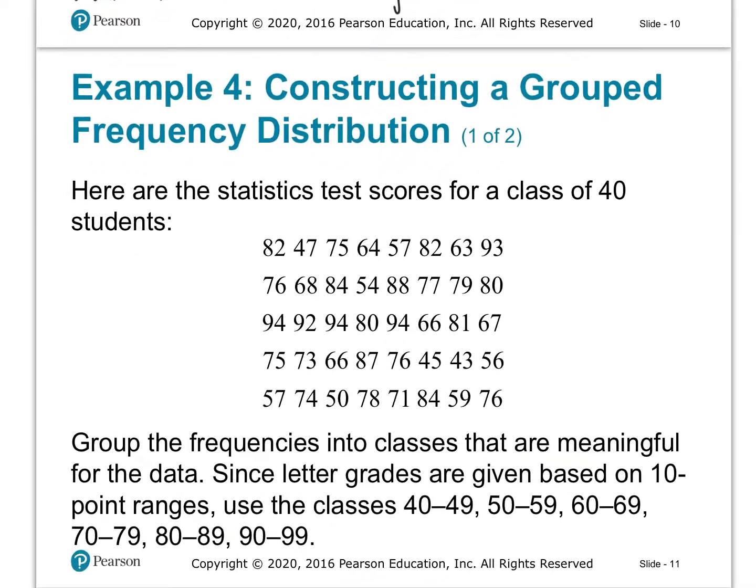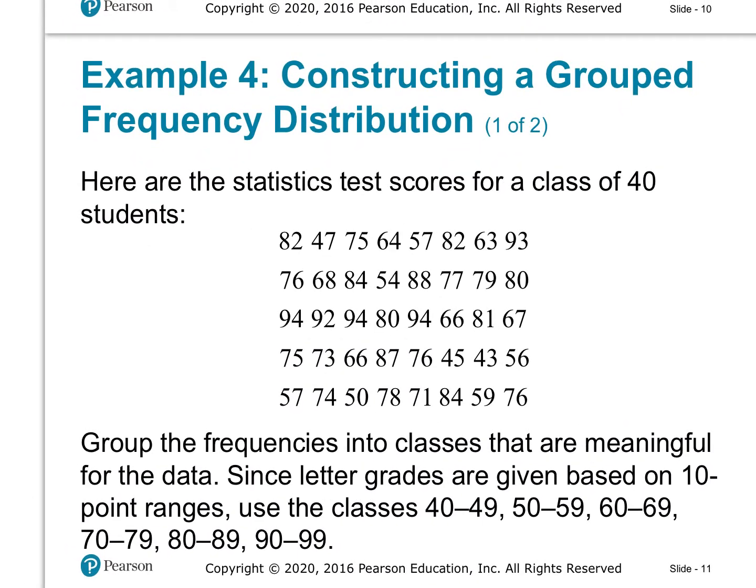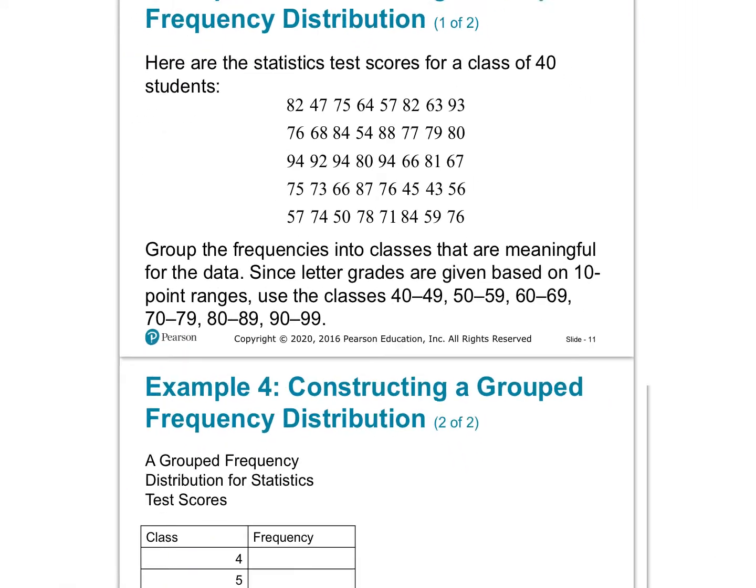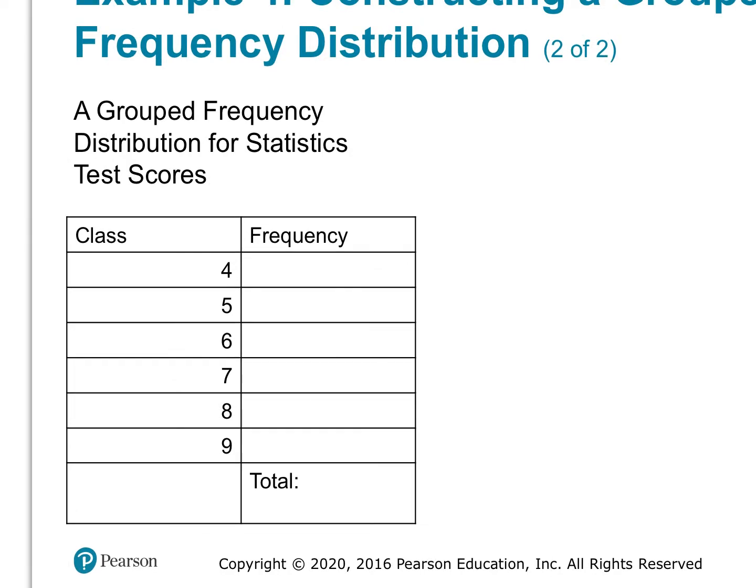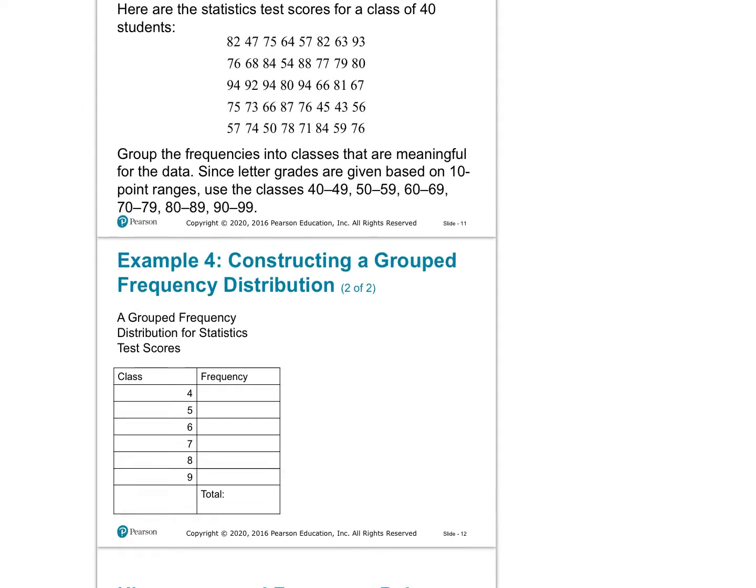All right, example 4. So here are the statistics test scores for a class of 40 students. Group the frequencies into classes that are meaningful for the data. Since letter grades are given based on 10-point ranges, use the classes 40 to 49, 50 to 59, 60 to 69, 70 to 79, 80 to 89, and 90 to 99. So you want to see how many you have in each of those groups.